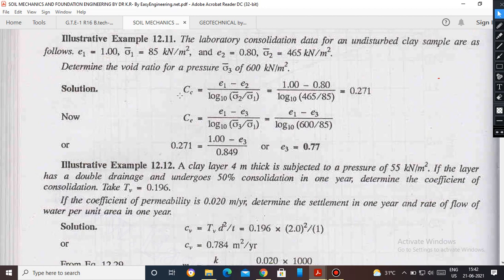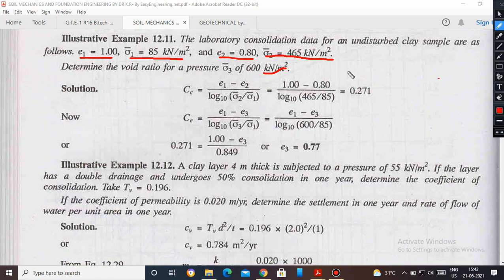And coming to one more problem. The laboratory consolidation data for an undisturbed clay sample are as follows: e1 equal to 1.0, sigma 1 bar equal to 85 kilonewton per meter square, and e2 equal to 0.80, sigma 2 bar equal to 465 kilonewton per meter square. Determine the void ratio for a pressure of sigma 3 bar equal to 600 kilonewton per meter square.